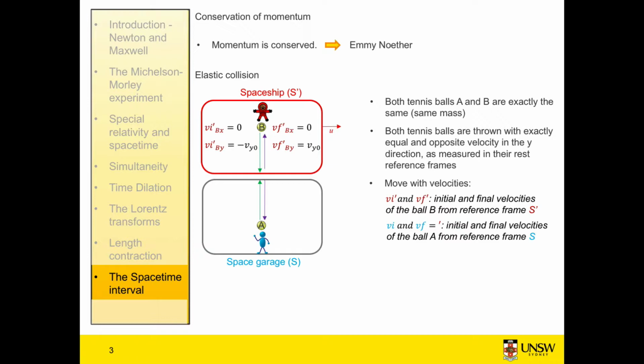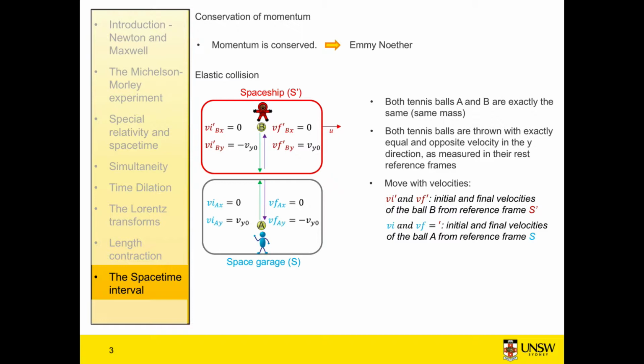The space mechanic does exactly the same thing. He throws his ball directly up, and it comes straight back down. So he sees that his ball also has a velocity of 0 meters per second in the x direction, and a speed of vy0 in the y direction. In his case, his initial velocity is upwards, so his initial velocity is positive, and his final velocity is negative. So from each of their individual points of view, those balls behave exactly the same.